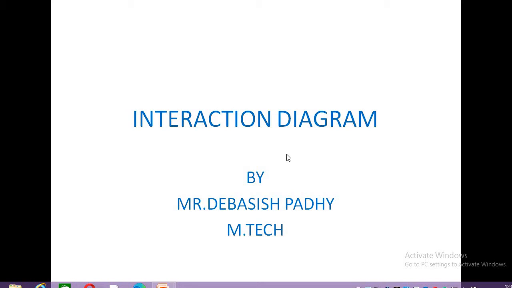There are two types of interaction diagram: sequence diagram and collaboration diagram. So let us start today's topic, that is sequence and collaboration diagram that combine to form the interaction diagram. Okay, so let us start.